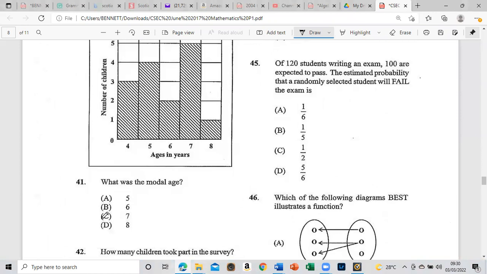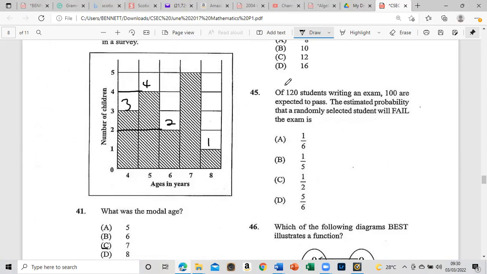Alright, so let's see. How many children took part in the survey? We have done this before. 3 plus 4, this is 2, let us match it across, and this is 1. Let's see the total now. 3 plus, oh, we didn't do the tallest one, which is 5. So 3 plus 4 is 7, 9, 14. It's 42.